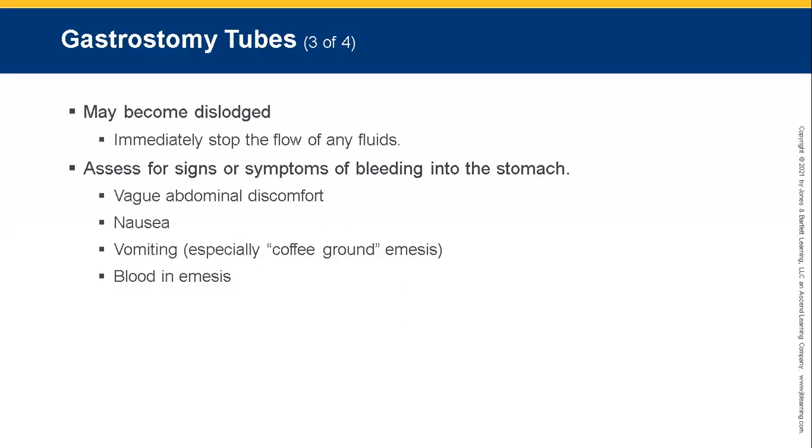These tubes may become dislodged. Once that occurs, immediately stop the flow of any fluids. Assess for signs or symptoms of bleeding into the stomach. These patients will have vague abdominal discomfort, nausea, and vomiting, and the emesis usually has a coffee ground color. Blood in the emesis may be present.